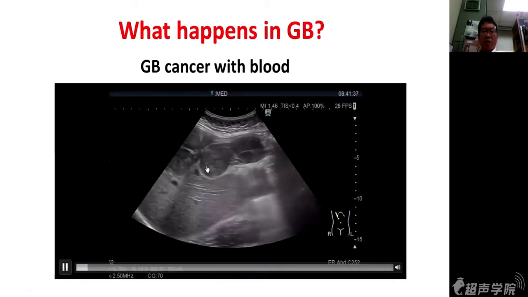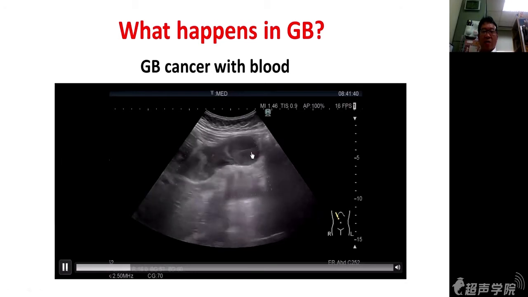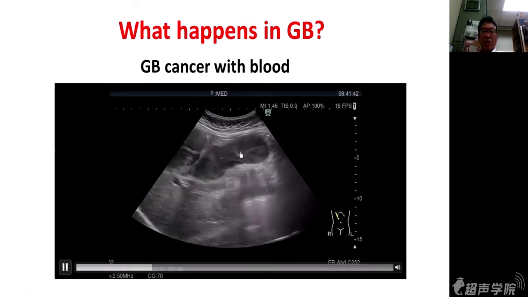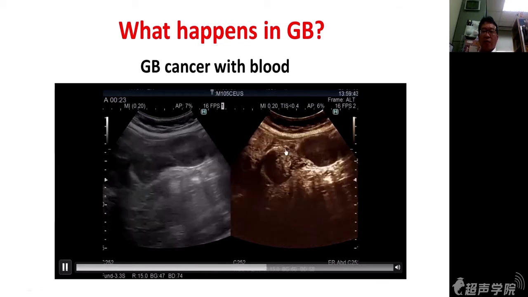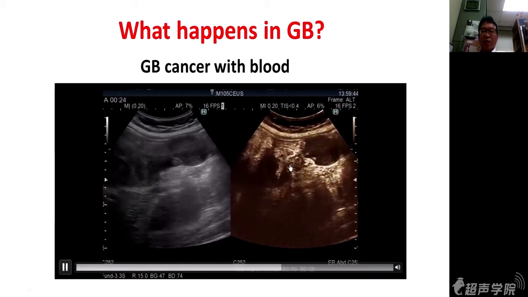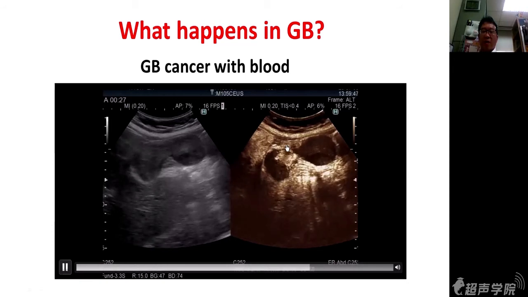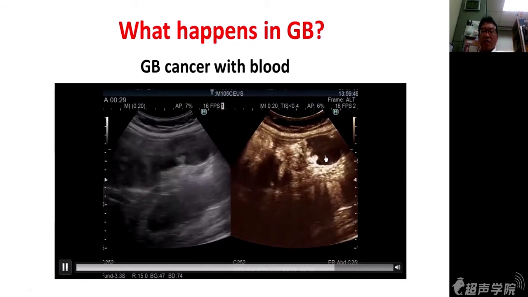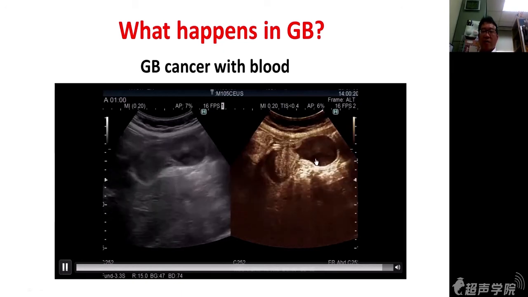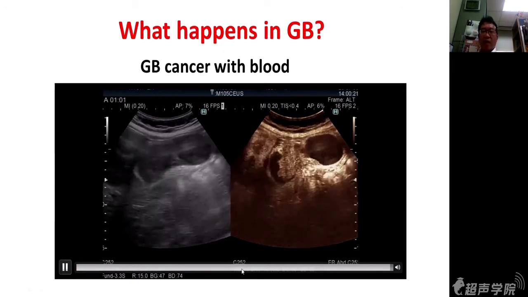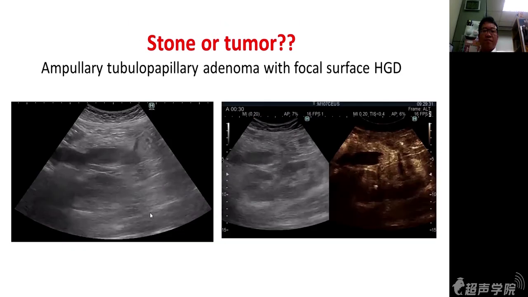And these are cases. You can see this distended gallbladder with some echogenic sludge in it. And we injected the sonazole. After injection, we found there is some perfusing part. This was proved to be cancer, gallbladder cancer. And the non-perfusing part is filled with blood, which was proved by ERCP aspiration.